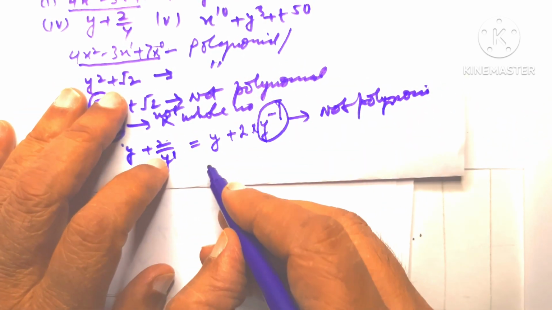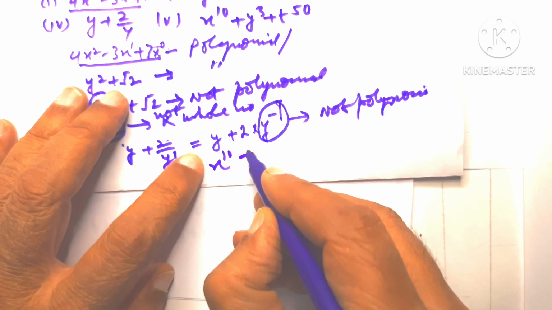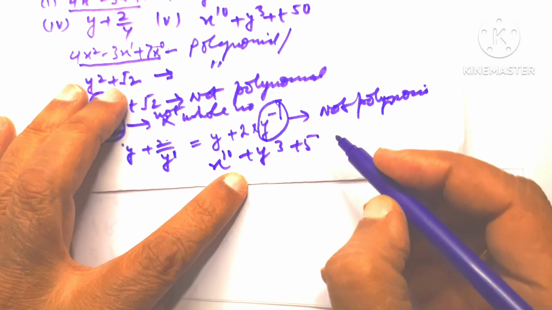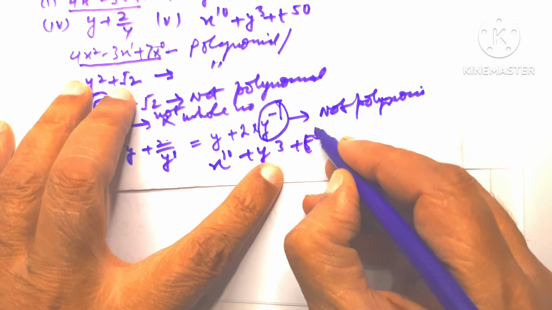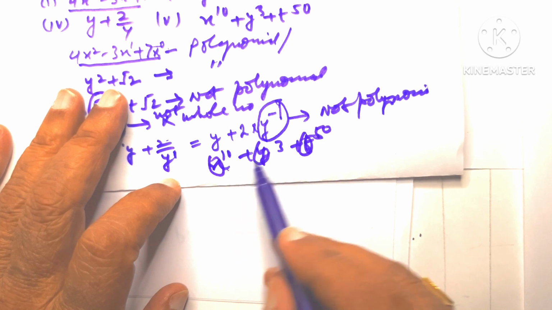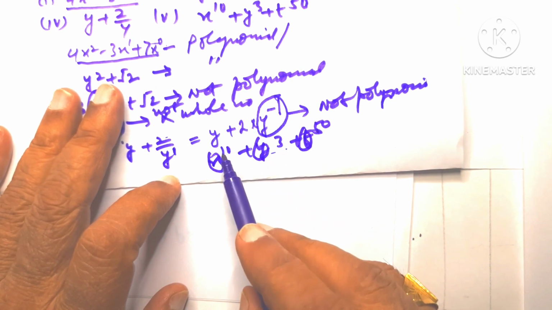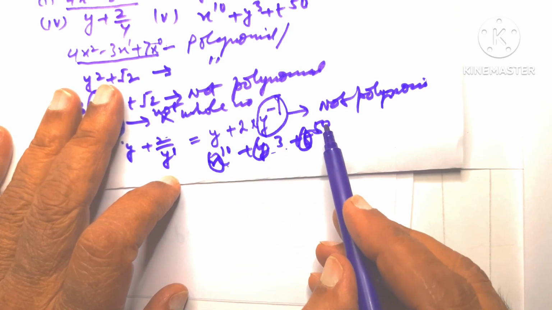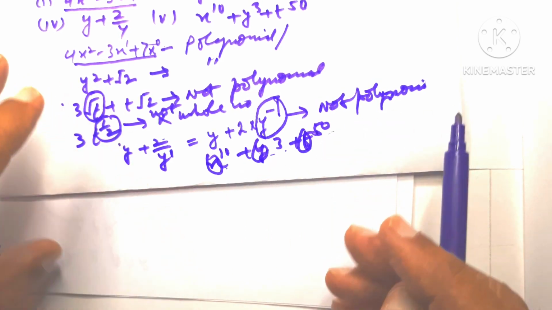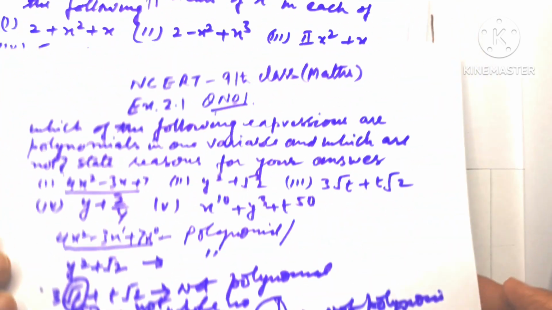And lastly, x to the power 10 plus y3 plus 50 t to the power 50. So this is a variable, this is a variable, this is a variable. So it is a polynomial because the powers of the variables are whole numbers. So this is the first question.